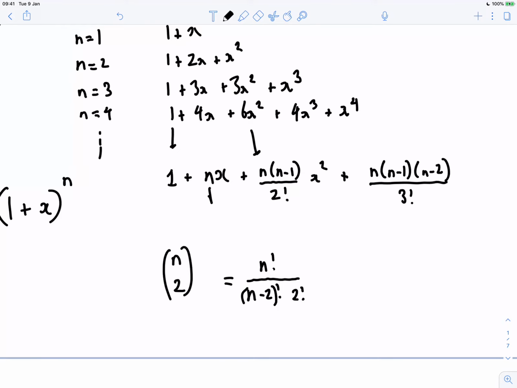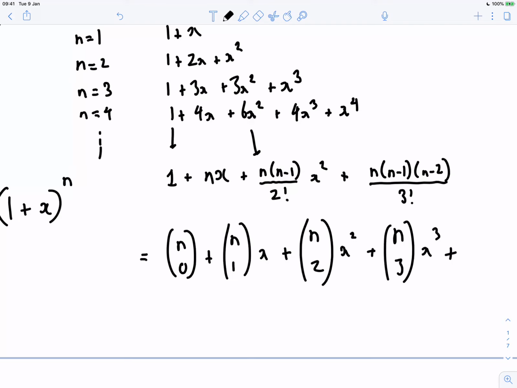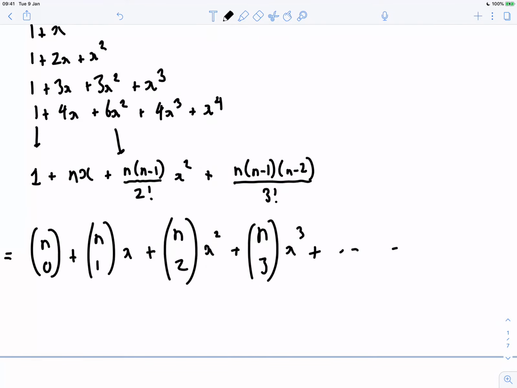And if you think about it, n is the same as n choose 1, and 1 is the same as n choose nothing. So really what I'm saying here is when you've got this, it actually becomes n choose 0 plus n choose 1 of x plus n choose 2 of x squared plus n choose 3 of x cubed plus, and you can just keep going for as long as you like.